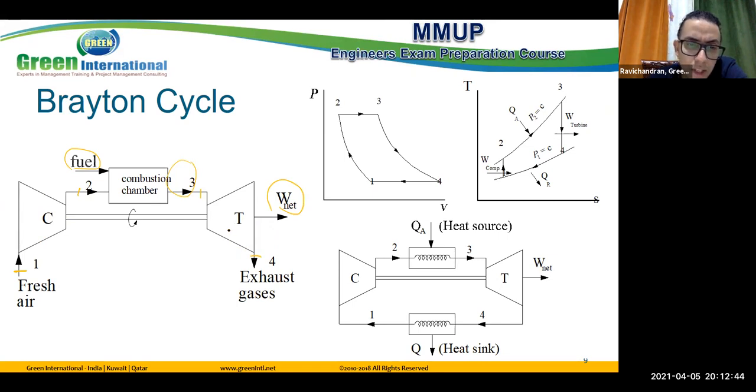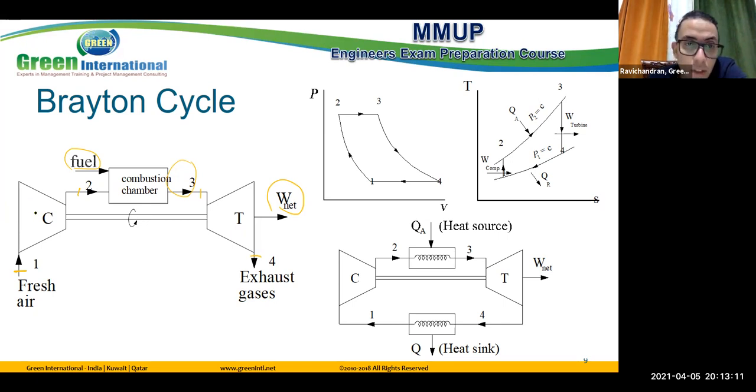Here it's not the same as the Rankine cycle, where we can cancel pump work. Here the compressor work is not neglected, it affects the value. So we should get the net work, which is equal to work turbine minus work compressor. When we calculate efficiency, it is output over input. The output here is work turbine minus work compressor.